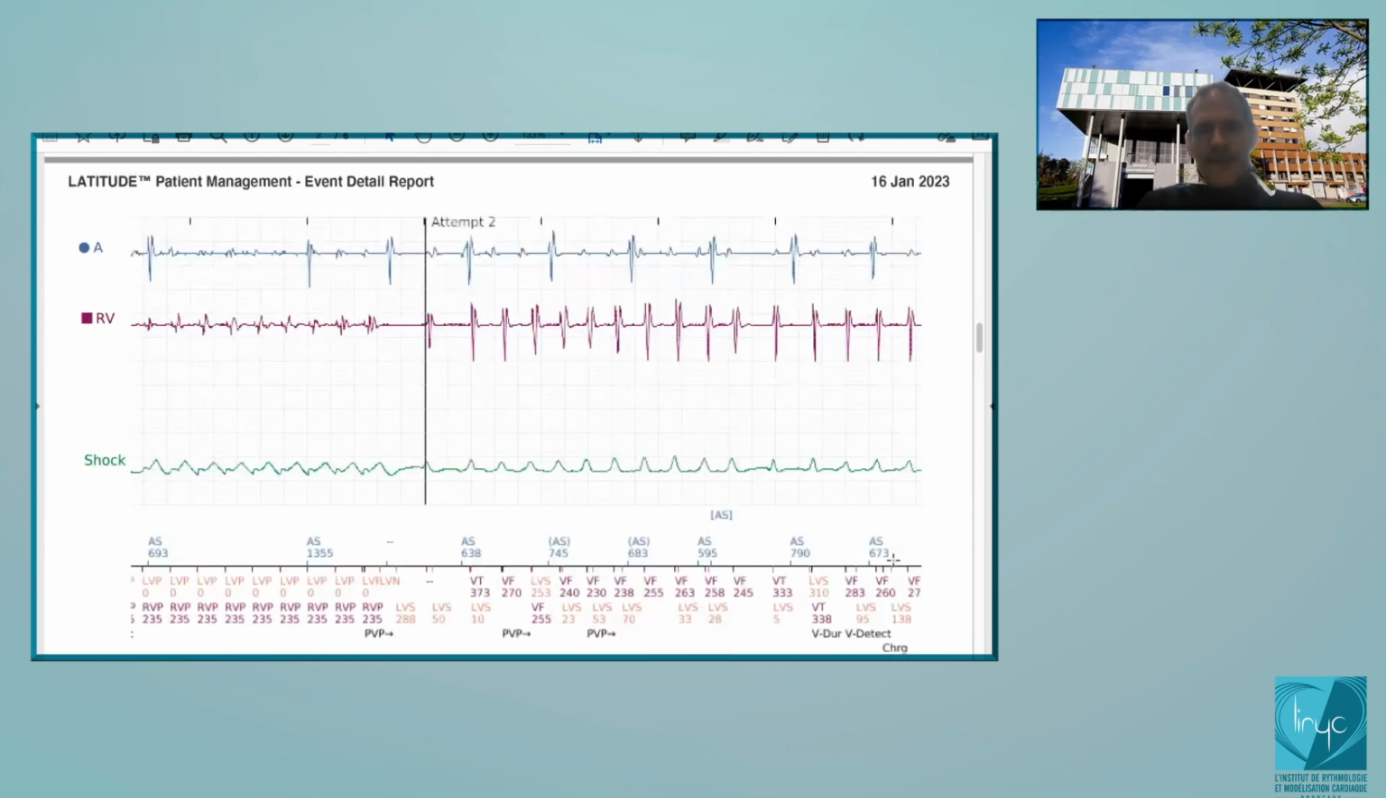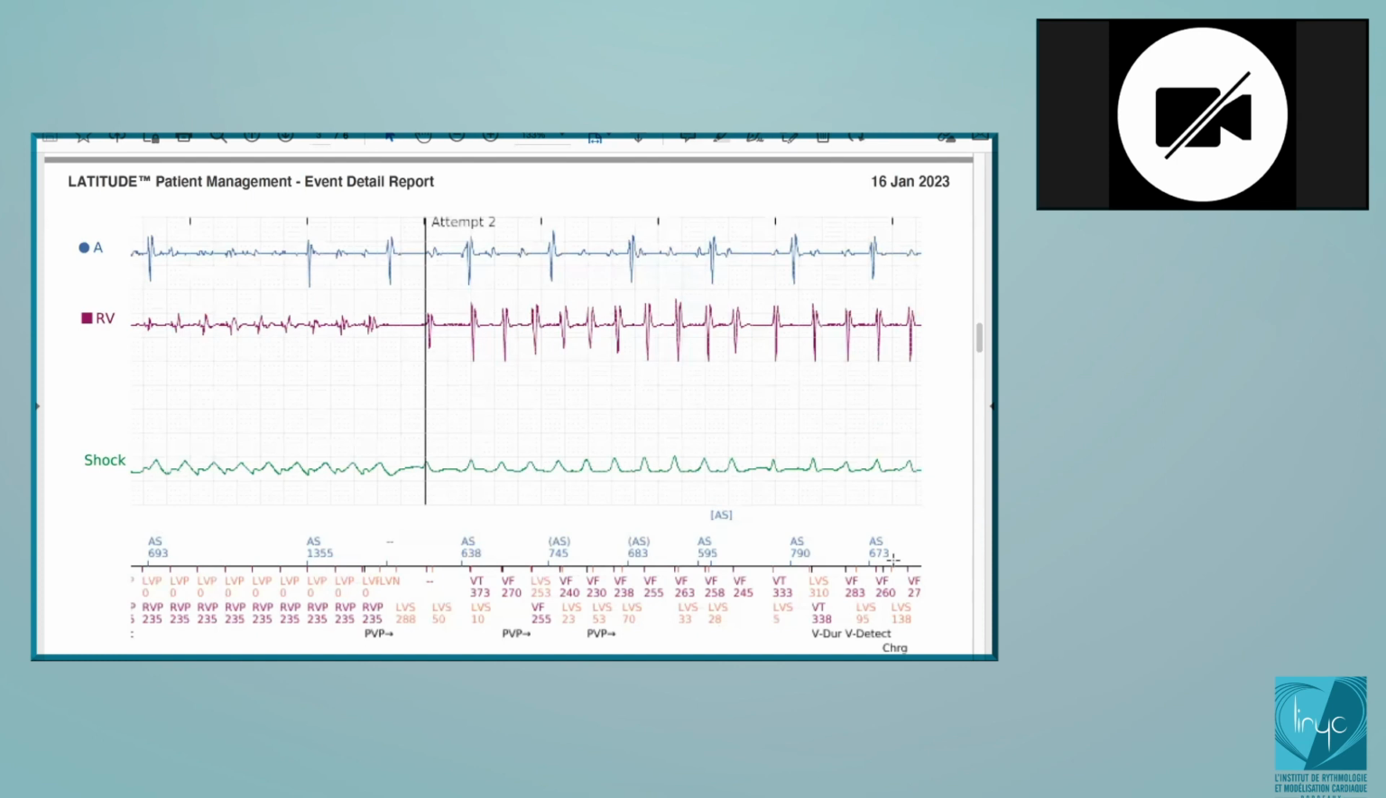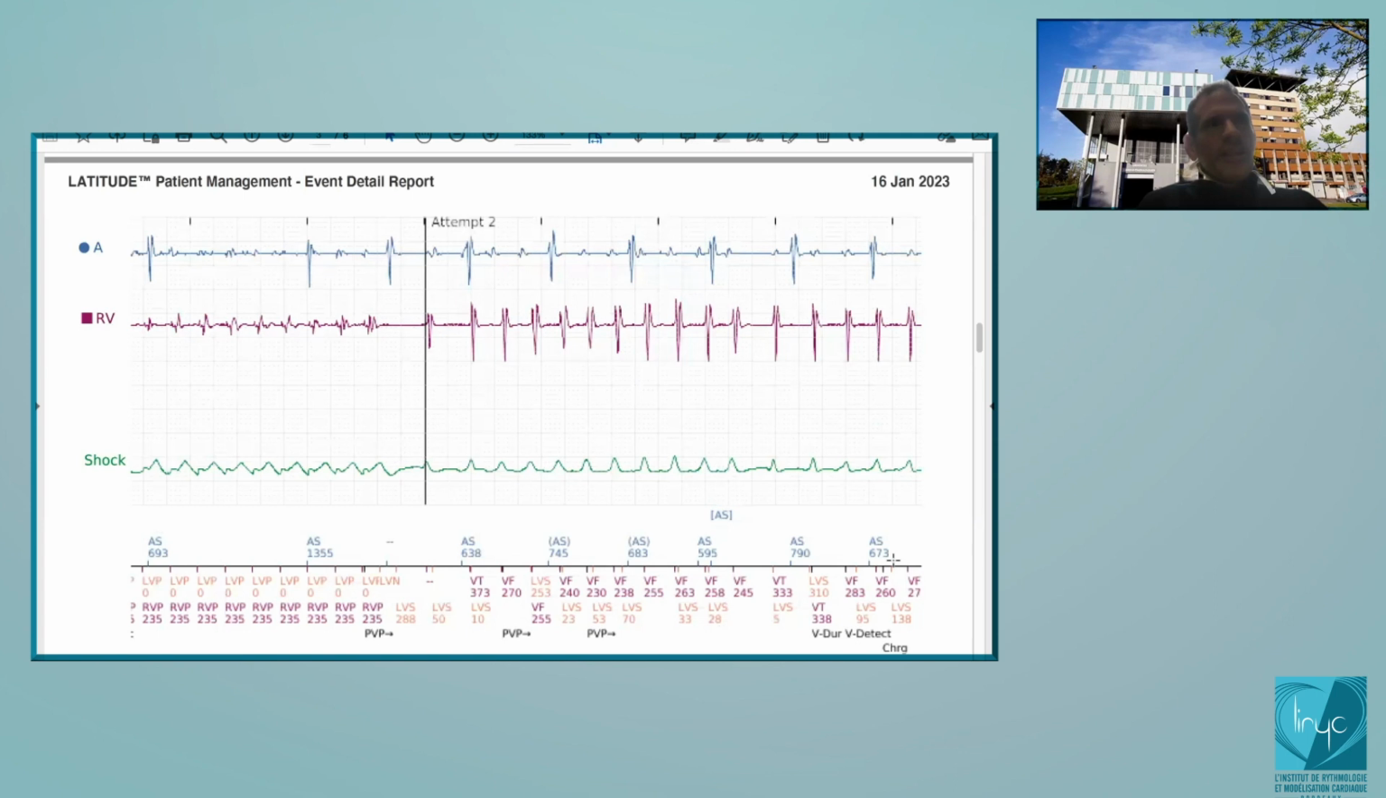How long do you program the duration for the VT zone? You cannot program, for example, the VT duration at the same value as the VF duration. You need to program it longer for sure. Because if you program the VT duration shorter than the VF duration, all the VF will be treated like a VT. You understand?